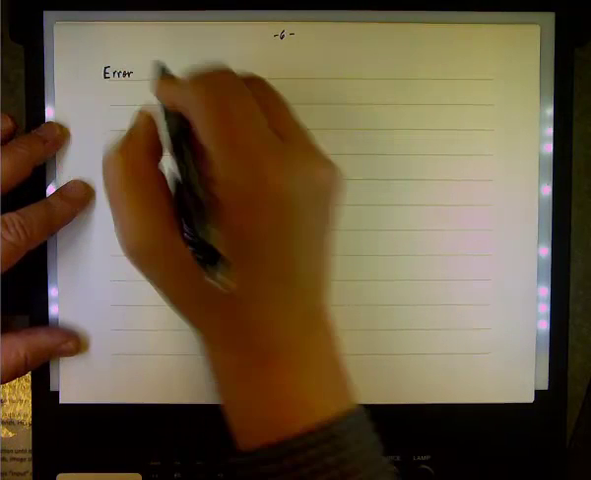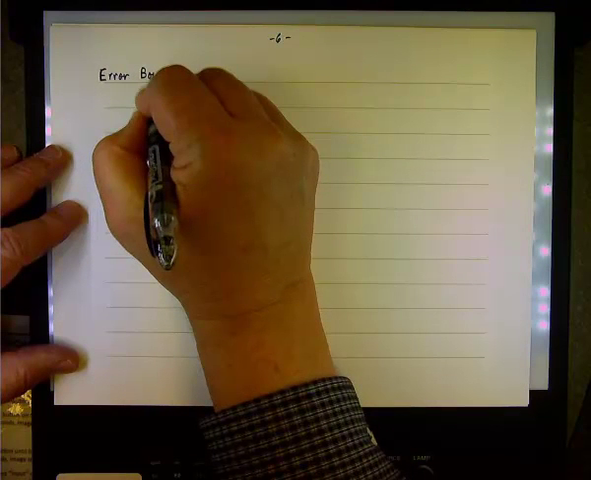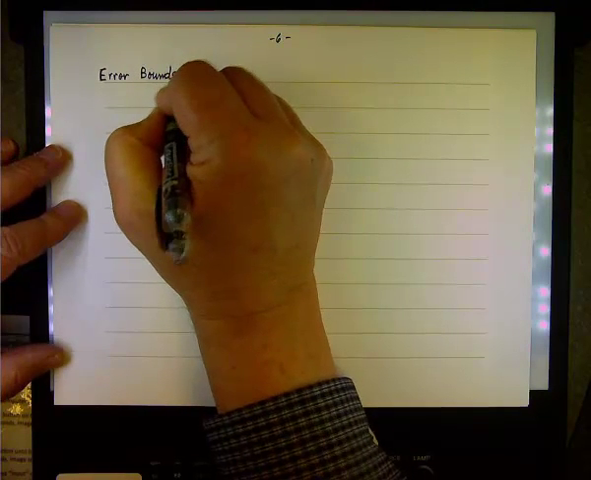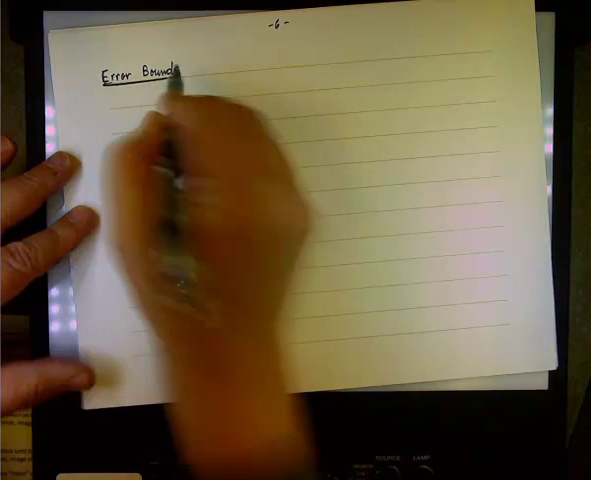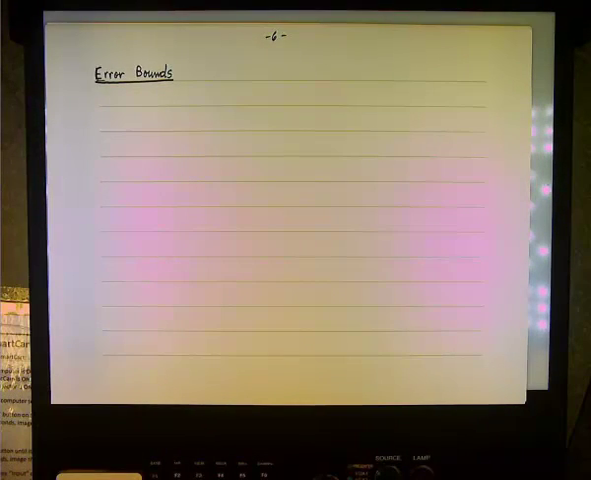So how do we control the accuracy of the approximation? What will be the error bounds? Okay, well, the estimate of the error bounds of M sub n and T sub n really depend on the second derivative.